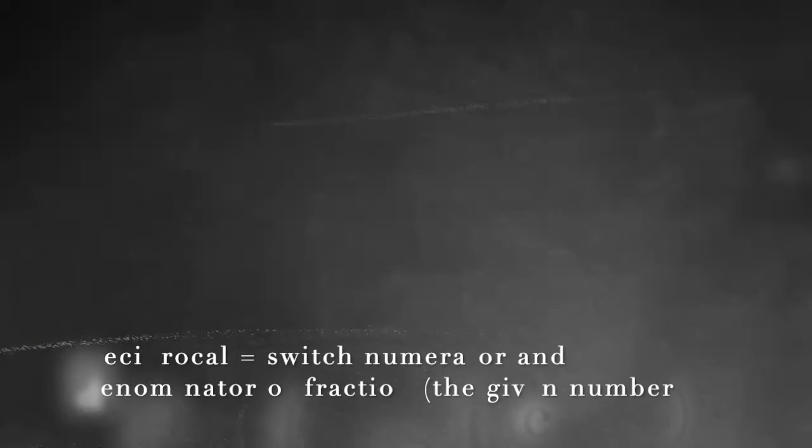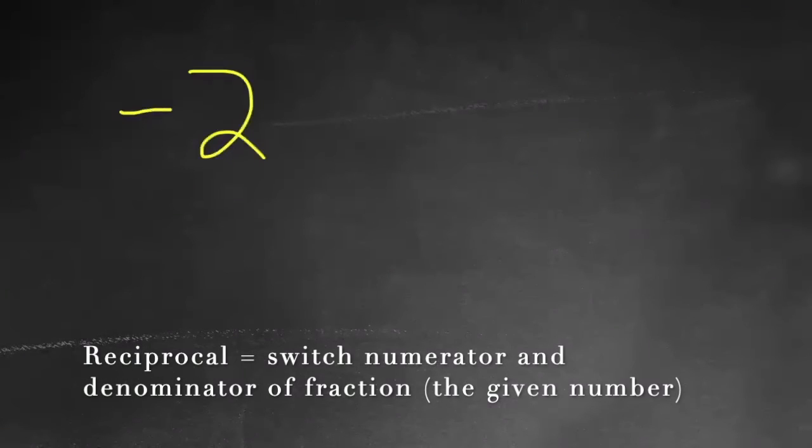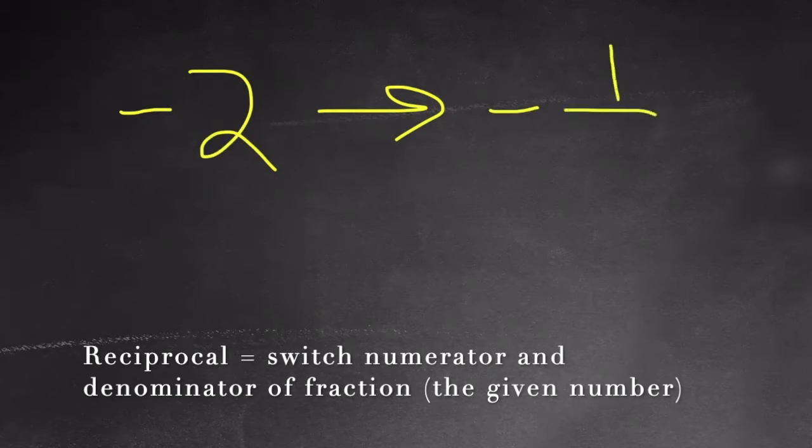What if I gave you a negative number and I said, what's the reciprocal of this negative number? So what's the reciprocal of -2? Again, it does not mean change the sign. So if you start with a negative number, you're going to end with a negative number. And if you switch the numerator and denominator, you're going to get -1/2. Again, notice how the sign did not change.